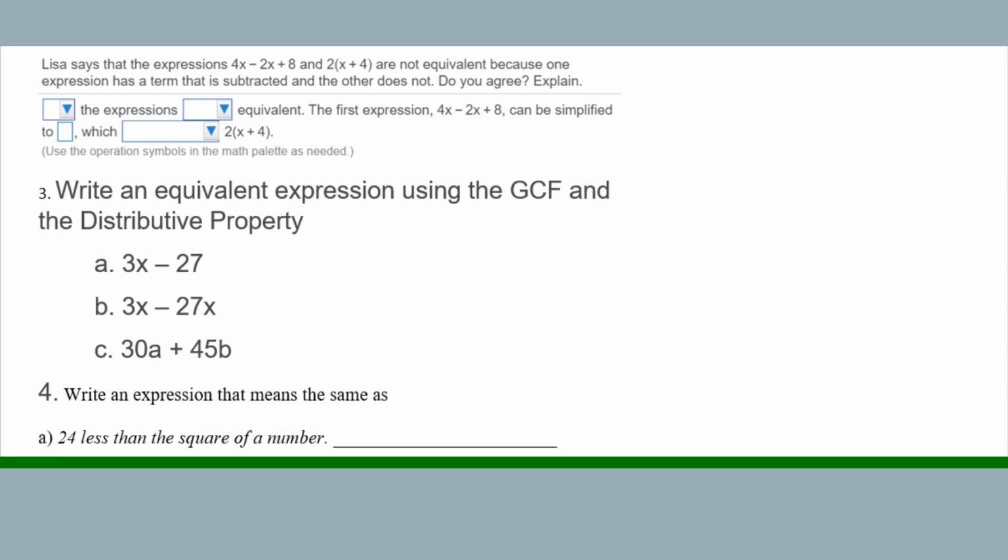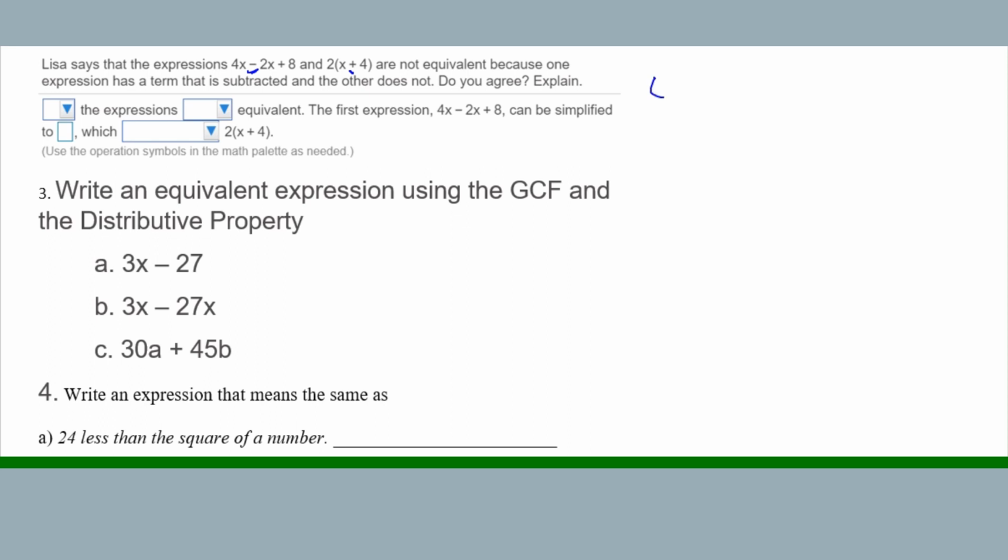Right here we see subtraction, and then right here we have addition. So we don't have subtraction in this one. That does not mean they're not equivalent. Equivalent means specifically to have the same value. So we have to do some investigating here to see if these 2 expressions are indeed equivalent or not.